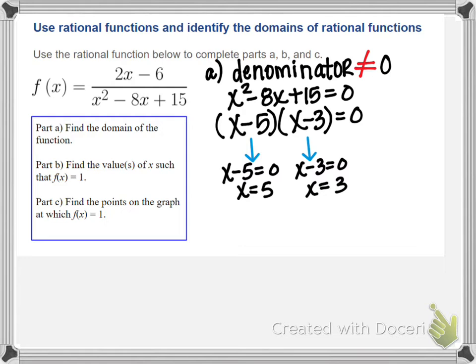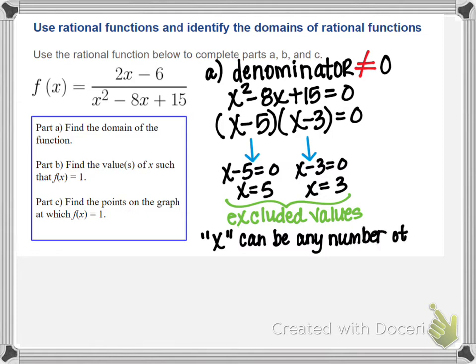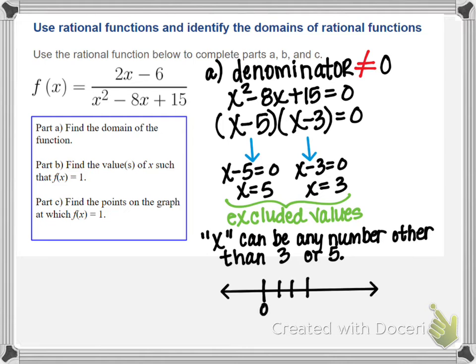So x equals 5 and x equals 3 are the two x values that we have to restrict from the domain. Those are the only two values that are not allowed to be in the domain. So x equals 5 and x equals 3 are the excluded values from the domain. That means x can be any number except for 5 or 3. x can be any real number in the world, any number you can think of, as long as it's not 3 or 5. So let's take a look at what that looks like on a number line.